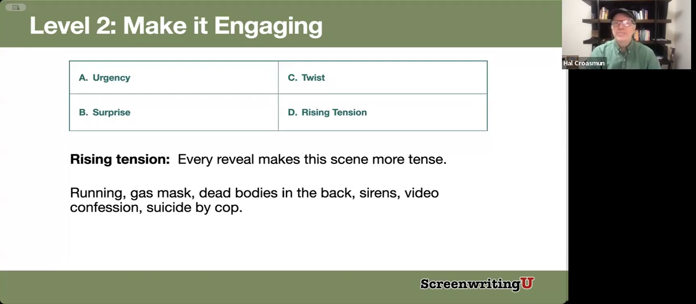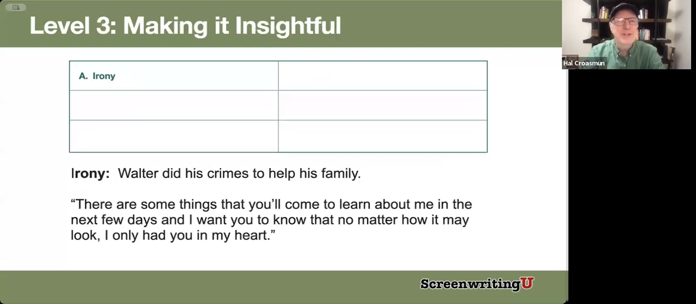Every reveal makes the scene more tense. That's one of the things that had me go, wow. It wasn't just like, oh, we just look around the room and we see a bunch of different things. Every one of them has an emotional impact. Every one of them surprises us. Every one of them makes it more tense. He's running, then we see a gas mask, then dead bodies, then sirens, video confession, then suicide by cop. Every one of them takes it to a new level. So that makes it much more engaging. What's next? Let's go to level three, making it insightful.